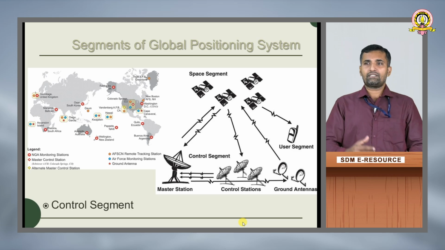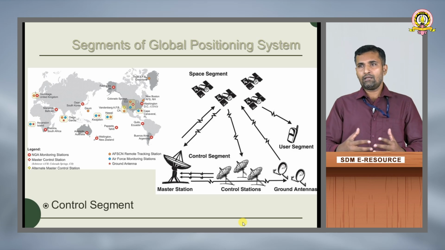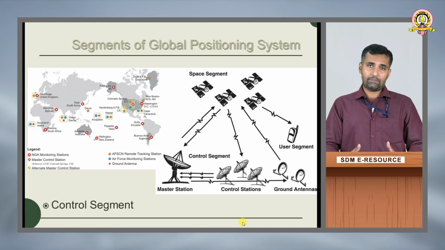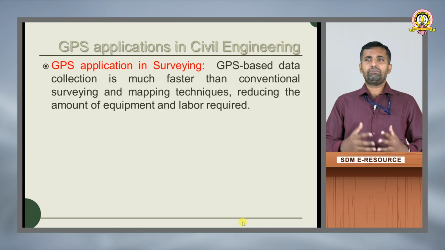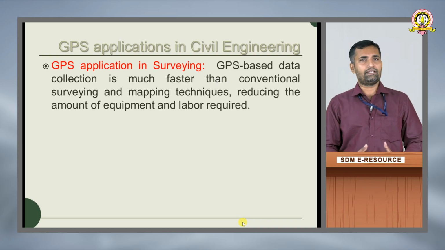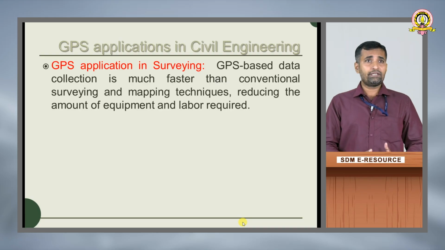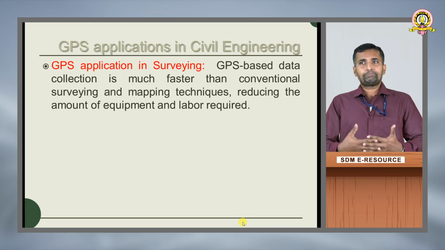There is a master station as well as control stations and ground antennas to monitor the health of the GPS satellites. If there is anything wrong, the master control station sends a signal to the satellite to repair it. And what are the various applications? GPS has a wide range of applications in civil engineering.